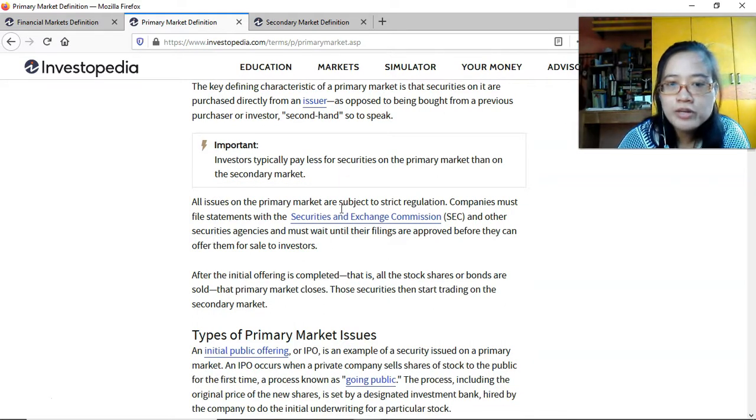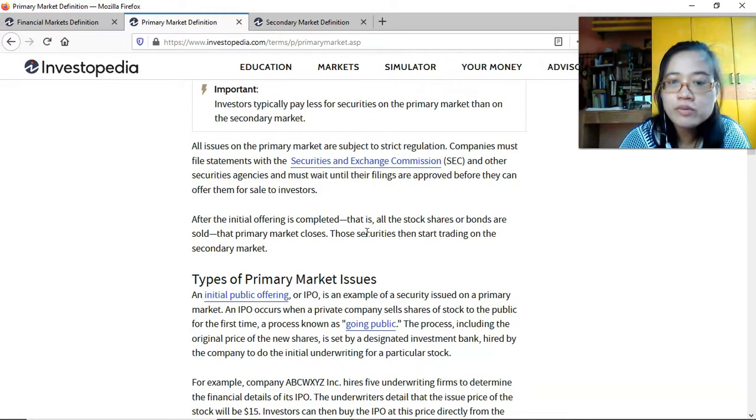All issues on the primary market are subject to strict regulation, especially IPO. IPO is through stock exchange, publicly listed, okay? So they would have to file with SEC and of course PSE and other securities agencies, and must wait until their filings are approved before they can offer them for sale to investors. After the initial offering is completed, that is, all the stock shares or bonds are sold, that primary market closes. Okay, those securities then start trading in the secondary market.